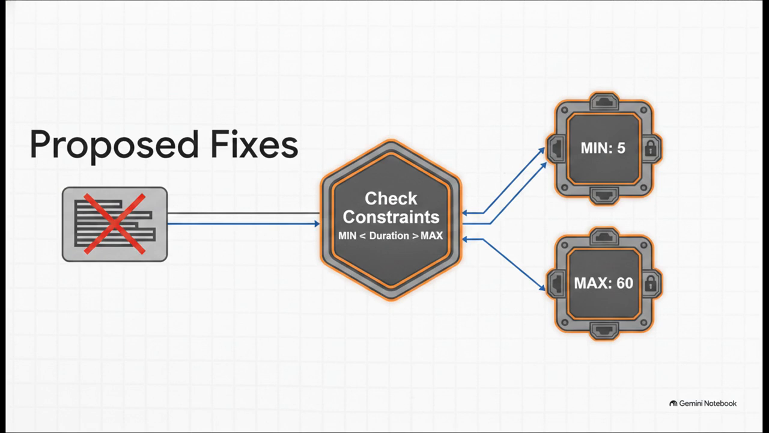Then, we introduced absolute fixed constants to the system, a minimum duration of 5 minutes and a maximum of 60 minutes. Finally, we rewired the app's maximum time check to strictly reference those global constants, completely ignoring the module's initial baseline. By doing this, we successfully restored invariants 1 and 2.